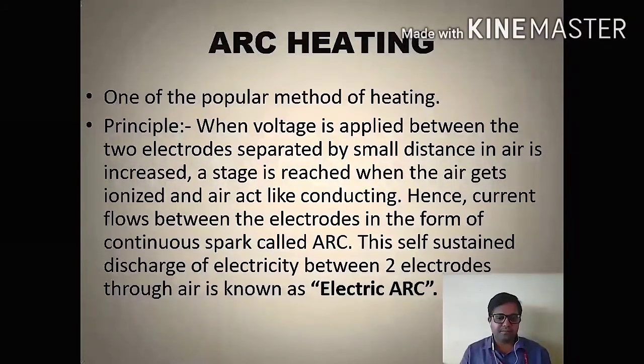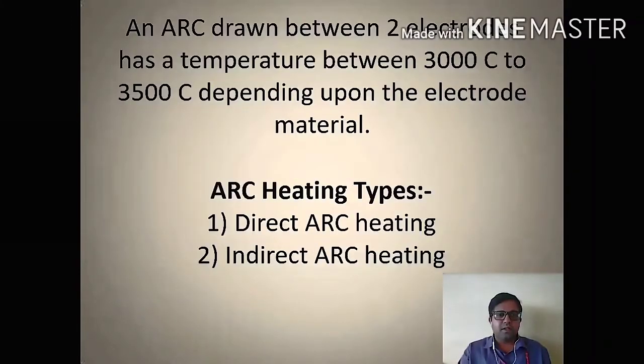Now let us see the different types of arc heating. Once the arc is ignited between the two electrodes, the temperature will be between 3000 to 3500 degrees Celsius, depending upon the material we use for the electrode. There are two types of arc heating: one is direct arc heating, another one is indirect arc heating. Now let us study these arc heatings one by one. We'll start with direct arc heating.